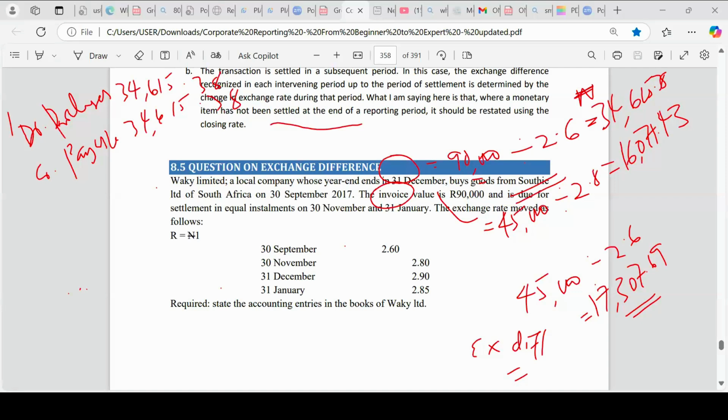The difference there, this minus this, I have 1,236.26. 1,000 Naira, 236.26. Is it 62 or 63? I mean 26 rather.